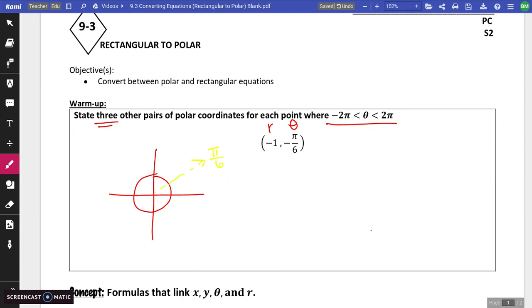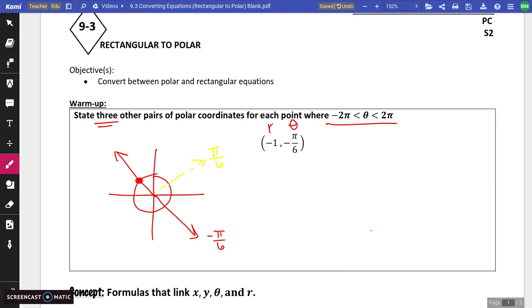Remember, negative and positive angles are above and below each other. So here's negative pi over 6. And then remember that a negative radius tells you to go away from the angle. So I'm actually going into quadrant 2. So that puts my point right here.